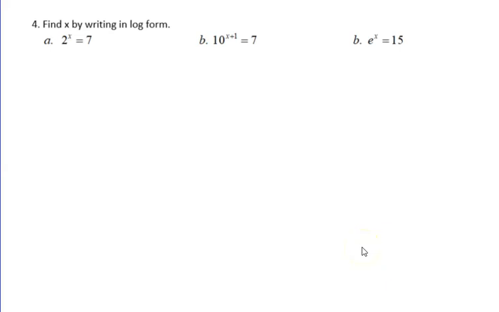In the previous sections, we've been looking at things written in log form and writing them in exponential form to find a missing piece, which we called x most of the time. But what if they're in exponential form to start with, and the exponent is what you're trying to find? Well, you can find that by putting them in log form.